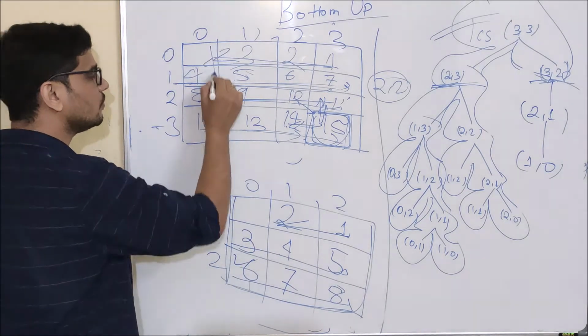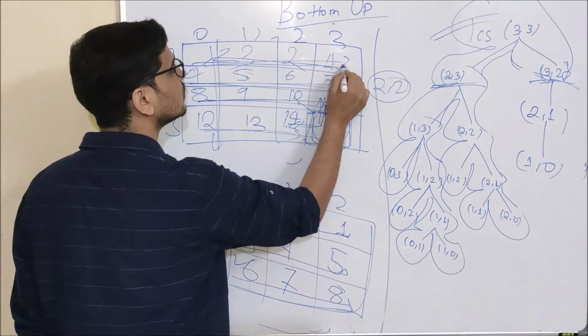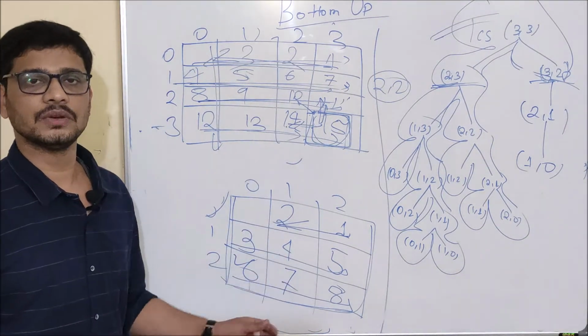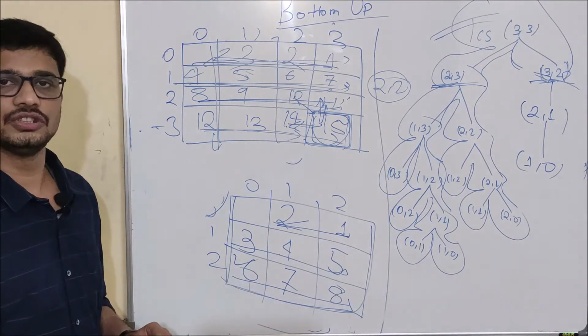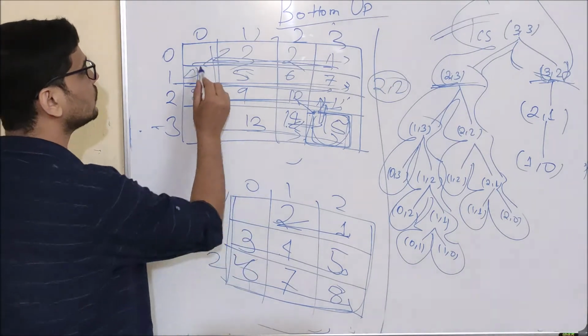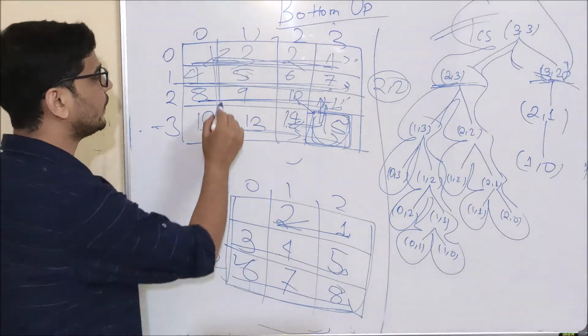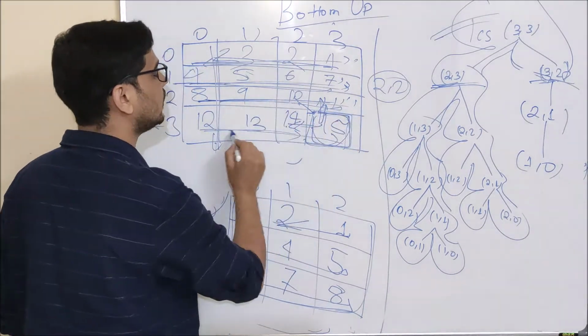So the thing which we are going to do here is, for i equal to 0 or j equal to 0, we are going to directly fill 0. That is, we will initialize this row and this column with 0. And the rest we are going to fill iteratively in horizontal order.